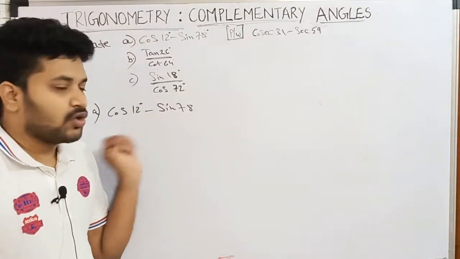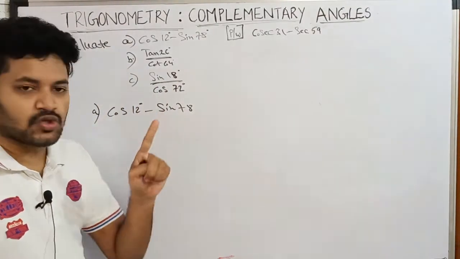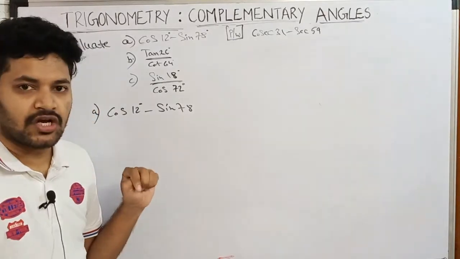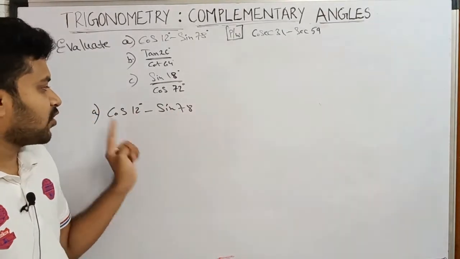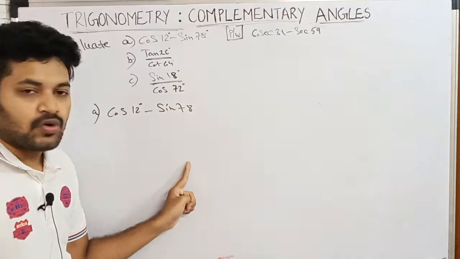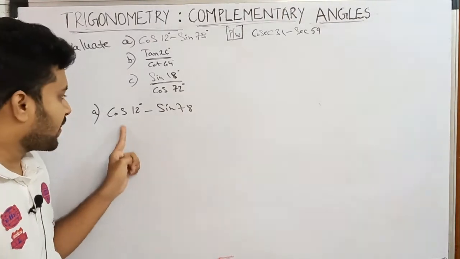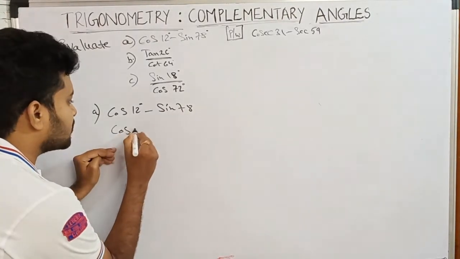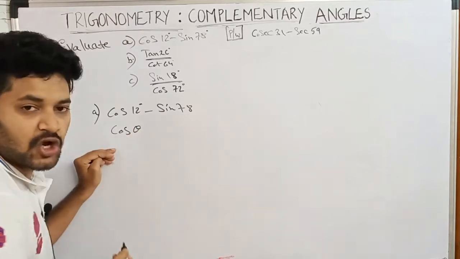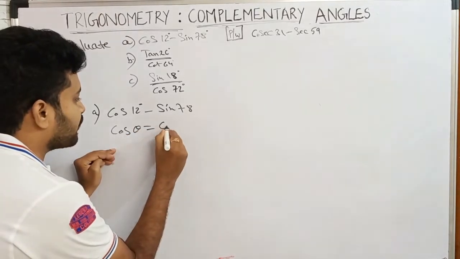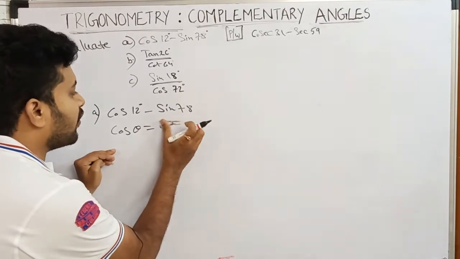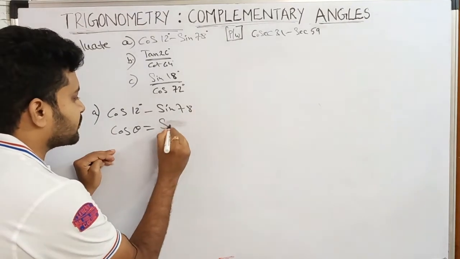Here we have two terms. Focus only on one term; the remaining one you should copy. Either you copy this one or this one. I want to copy this one, and we are working on this cos theta. What is the cos theta formula? Cos theta is equal to sin of 90 minus theta.